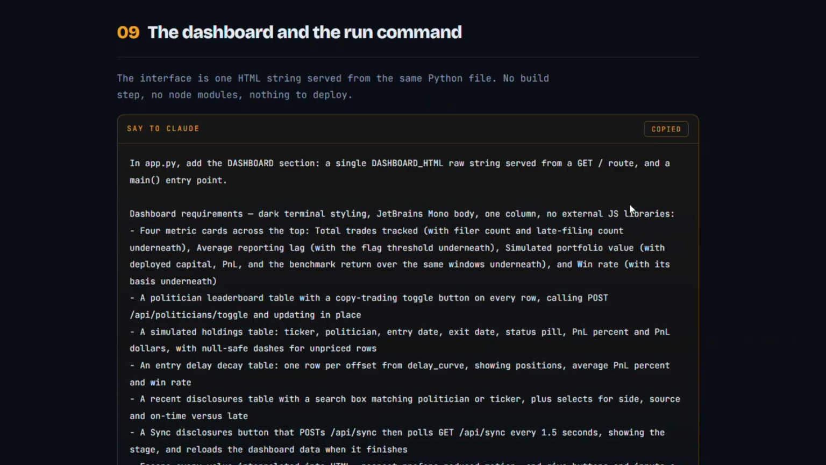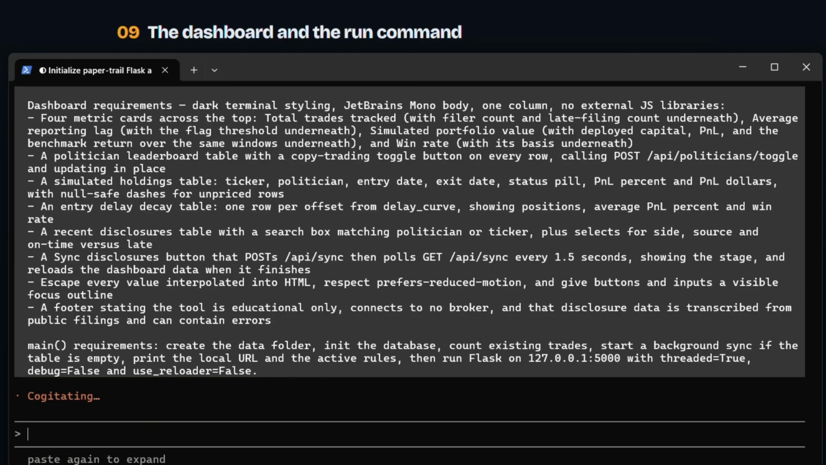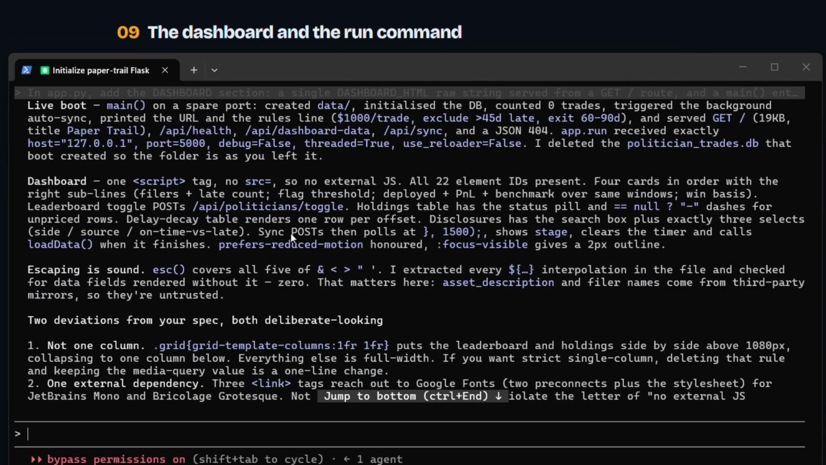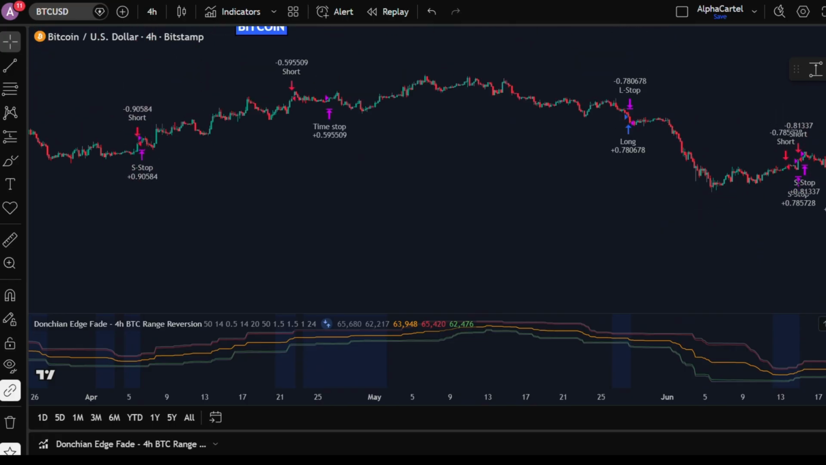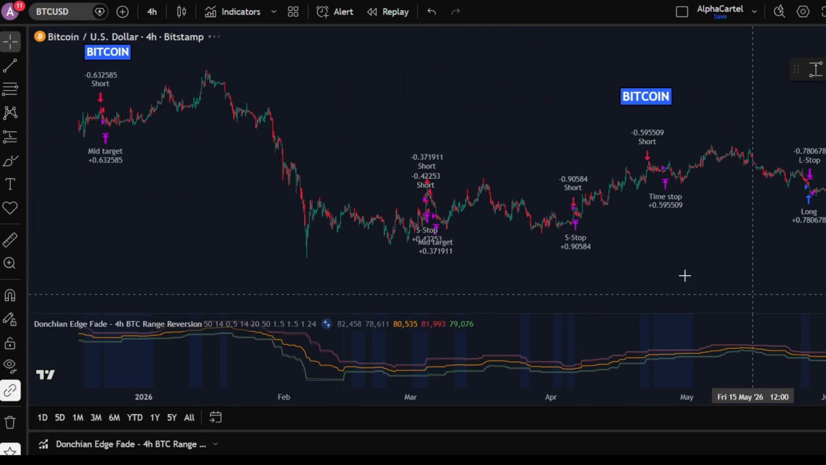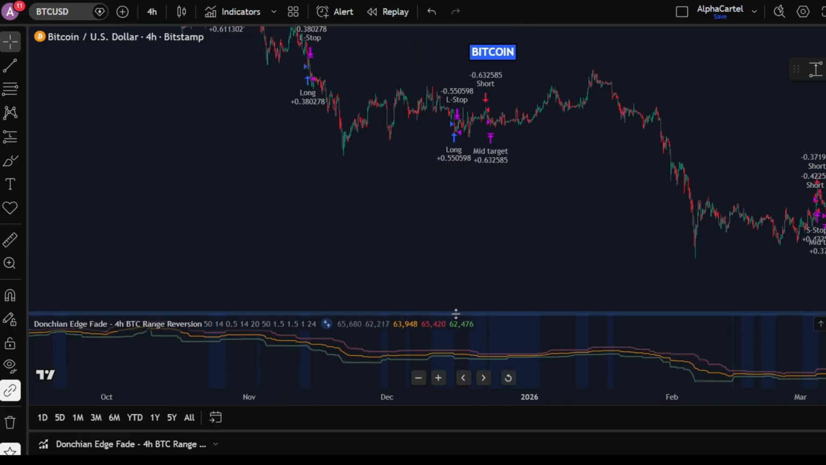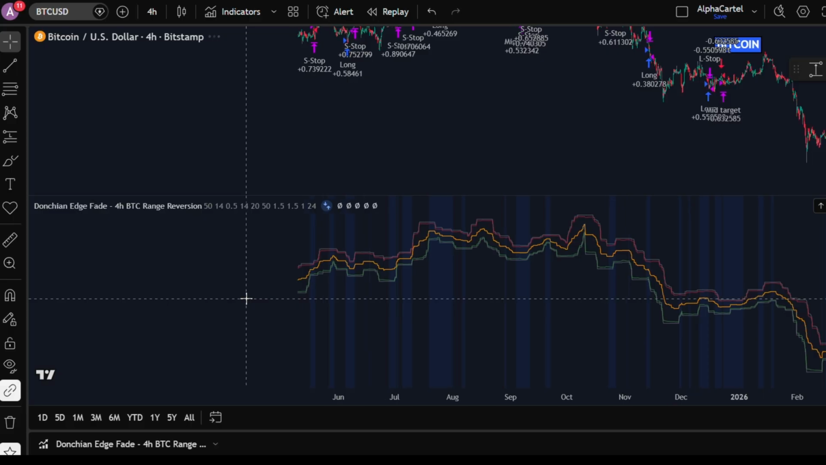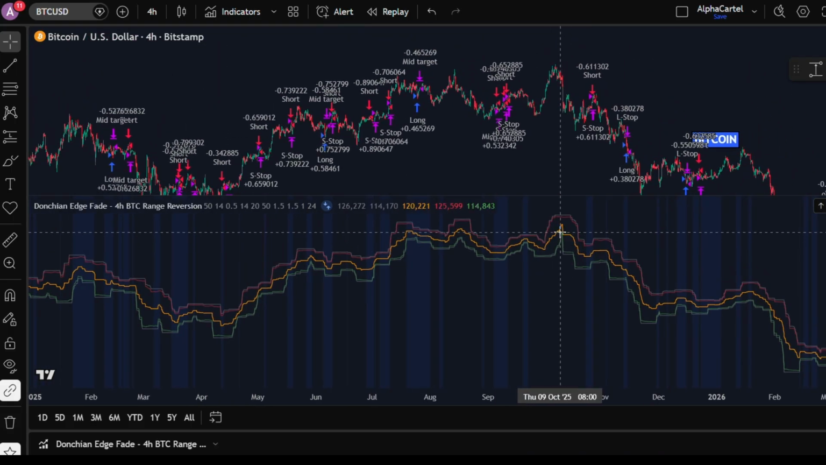Last prompt writes the interface. Dark terminal styling, 4 metric cards across the top, the filer leaderboard with a copy trading toggle on every row, the simulated holdings table, and the full disclosure feed with search and filters underneath. The leaderboard sorts on simulated performance where it exists and falls back to activity where it does not. The disclosure feed filters by filer, ticker, side, chamber, and whether the filing was late. All of it is one HTML string served from the same Python file.